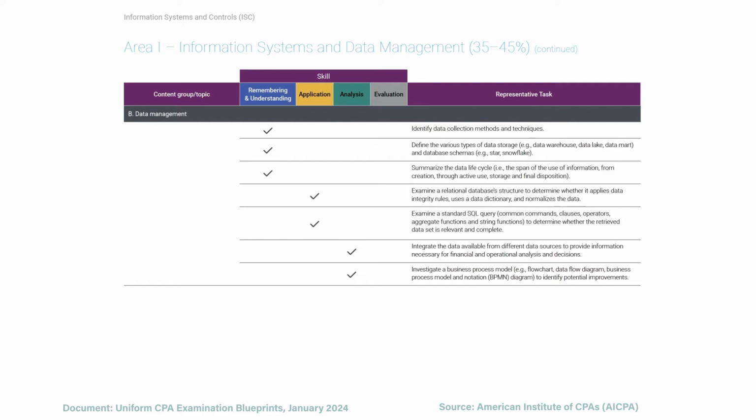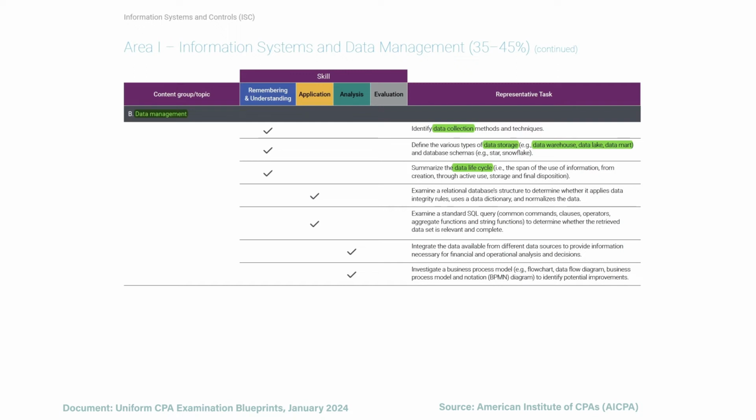So the last section of Area 1 is on data management. Here we're focused on the methods of collecting data. Once we collect it, we need to actually store the data. So we could store it in a warehouse, a data lake, a data mart. We're also talking about database schemas like a star or Snowflake. Then we're talking about the data lifecycle.